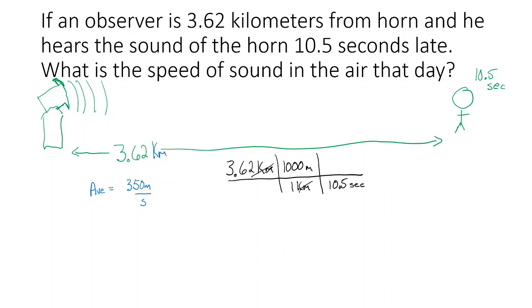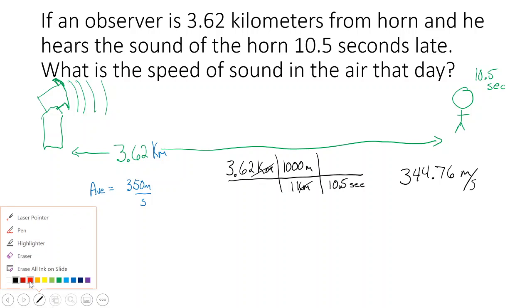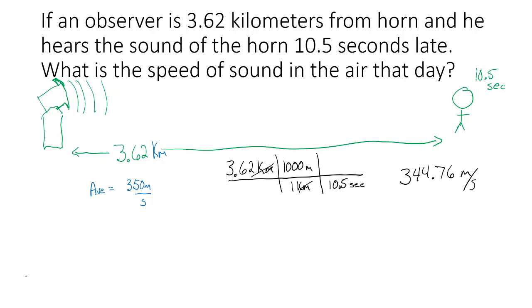So 3,620 divided by 10.5 is a grand total of 344.76 meters per second. Very close to the average, but a little bit slower on that day. Probably a little bit colder would make that be the case. So with 3 significant digits, we'd say 345 meters per second is the speed of sound.